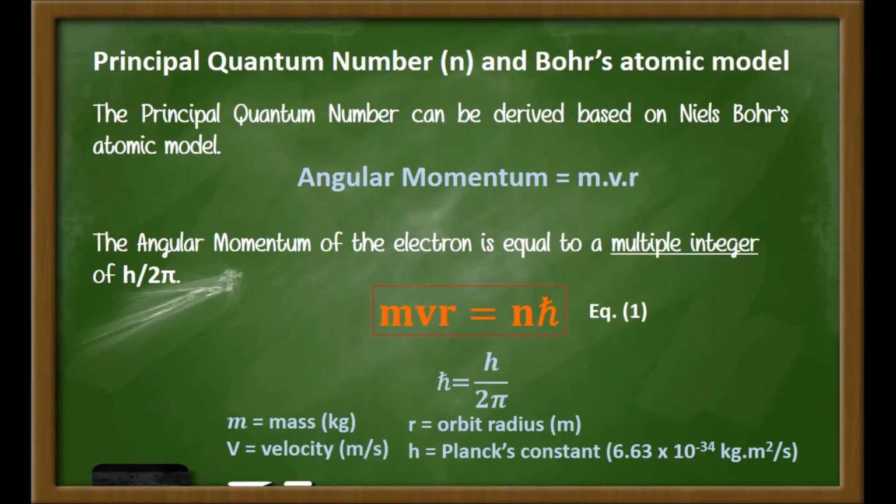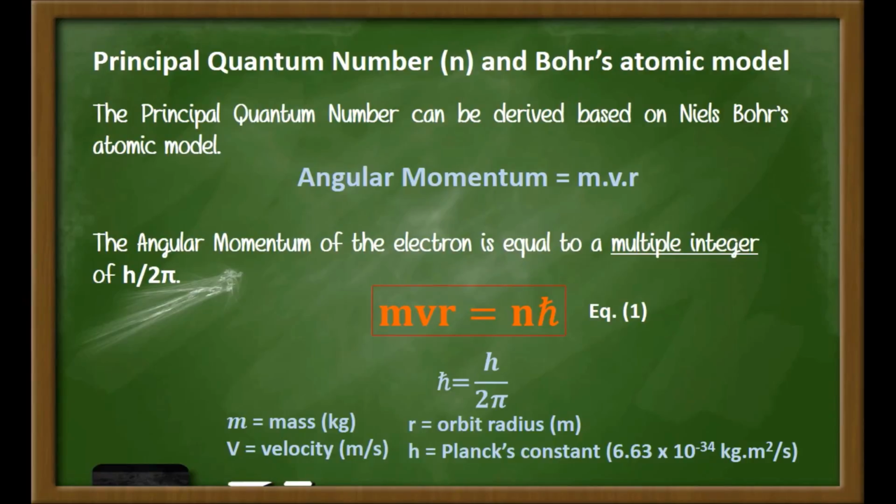And as shown in equation 1, the angular momentum of the electron, mvr, is equal to an integer multiple n of h bar. That integer n, which can vary between 1 and infinity, is the principal quantum number. Just to remind those who are not familiar, h bar is equal to the Planck constant h over 2 pi.